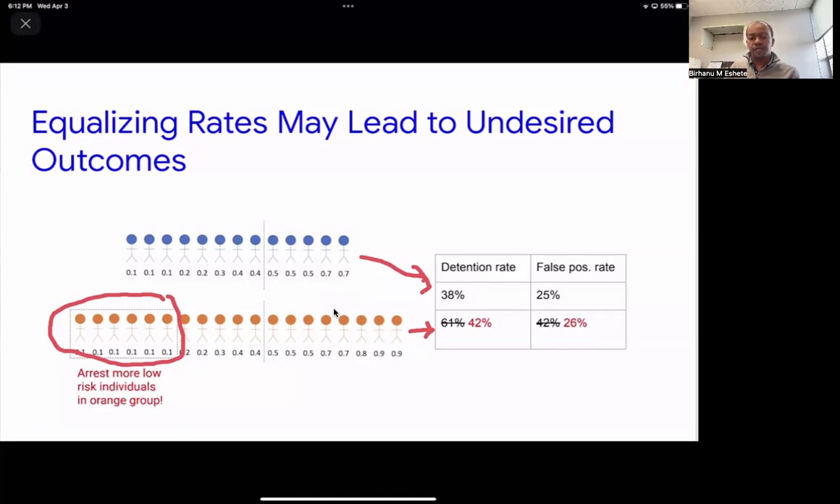So when we do calibration, although we could follow some statistical properties and try to balance the outcomes, like whatever we're computing here, in this case, detention rate, of course, it became much closer, 38 versus 42%. But the detention rate is still higher for the orange group, as you can see, because if it is 42% for a larger population or pool size, it means that we're going to arrest more low-risk individuals.